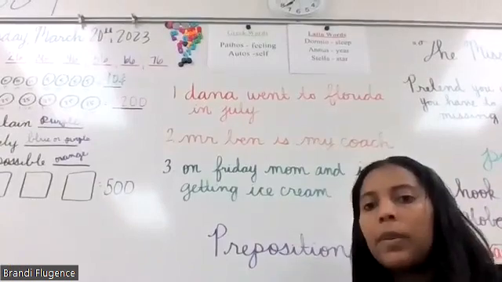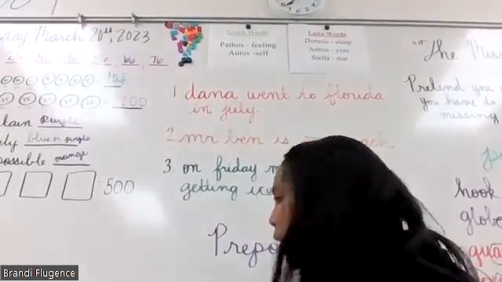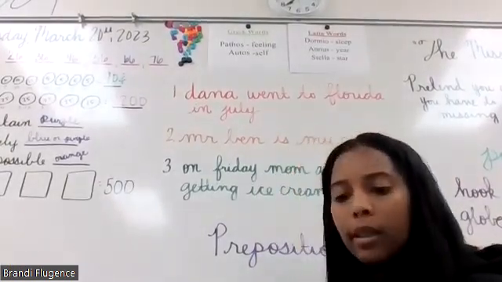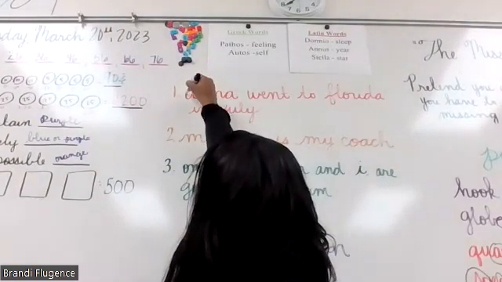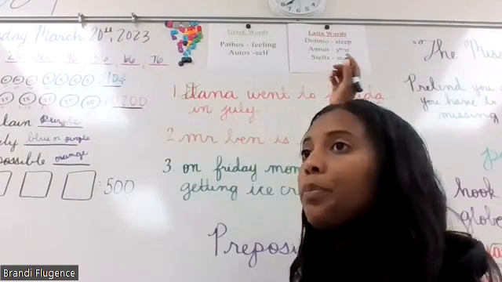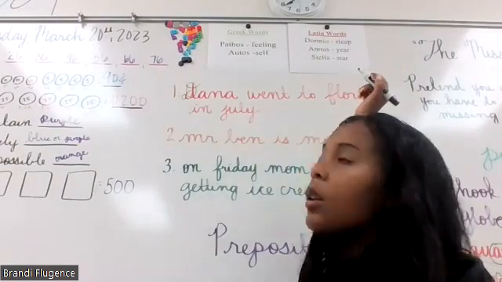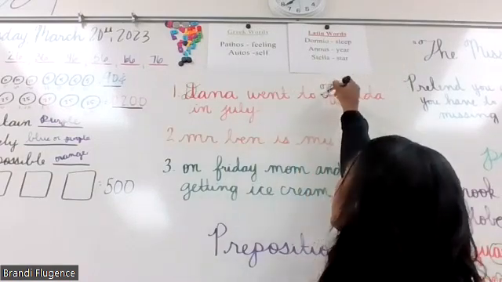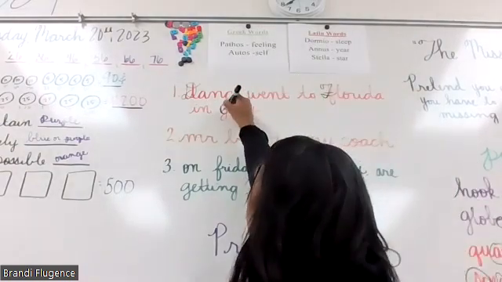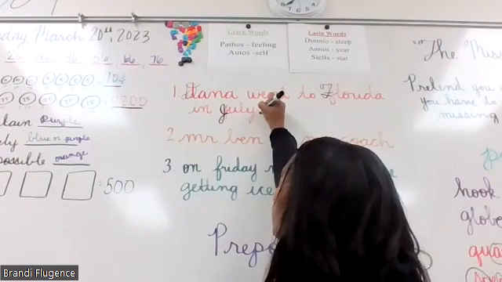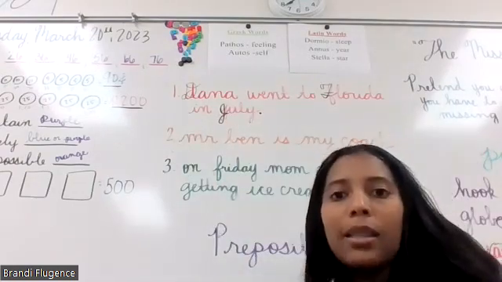Remember everything that needs to be capitalized. Number 1, Dana went to Florida in July. Brayley, how do I start it off? Capitalize first letter D, all right? What else? Capitalize the F in Florida. That's a state, proper noun. J in July, finish with the period, good. Number 2, Mr. Ben is my coach.